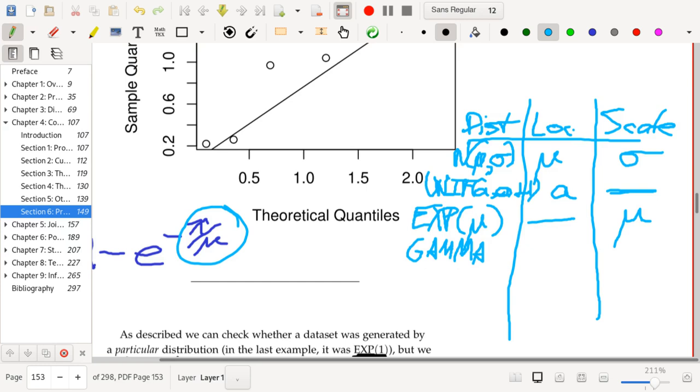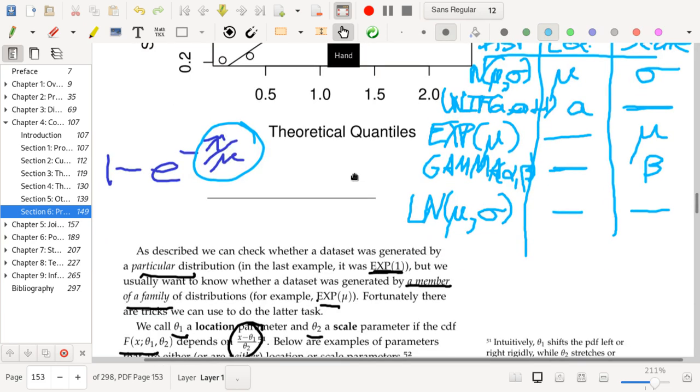The gamma distribution has a shape parameter alpha and a scale parameter beta. Beta is a scale parameter, and there is no location parameter because alpha is not a location parameter. Alpha is a shape parameter. And the log normal distribution, where you have mu and sigma as the parameters, has neither a location nor a scale parameter. That said, if you wanted to check whether your data was actually log normally distributed or not, what you would do is take the log of that data and then see if the log of your data is actually following a normal distribution. And so the log normal case is perfectly fine.